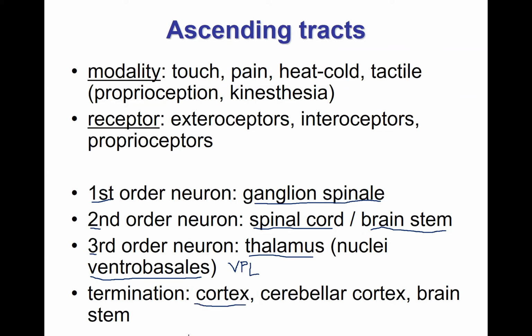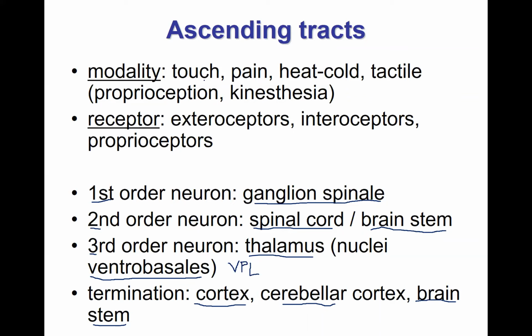But we also have some other tracts, not only these, so they can terminate in the cerebellum as well. Some of them terminate in the brainstem. As we have seen, the descending tracts originate not only in the cortex, but also in the reticular formation, in the vestibular nuclei, or in the red nucleus. What do these ascending tracts transmit?